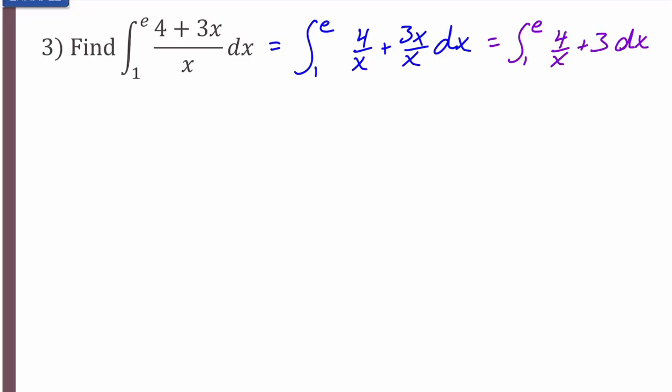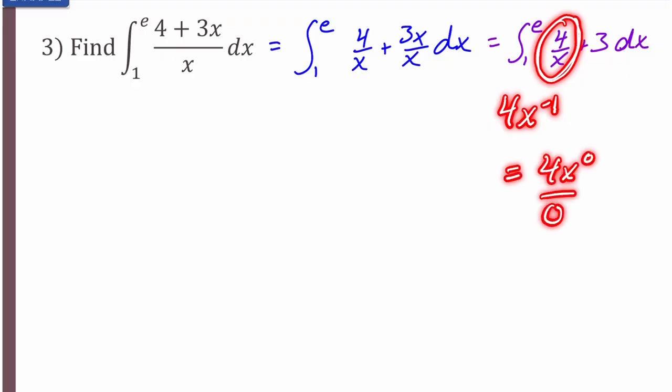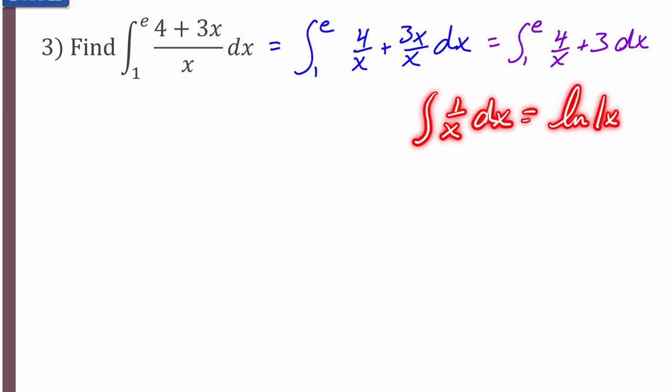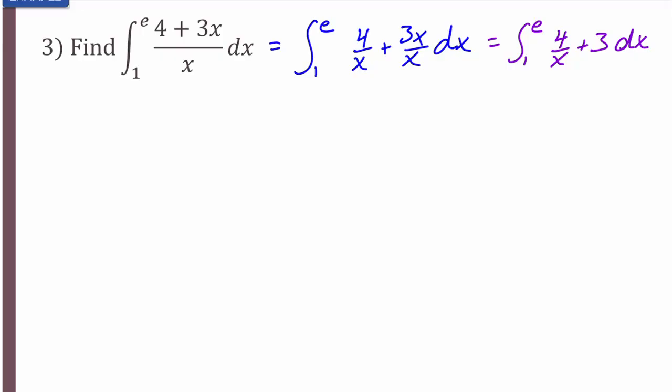Now you'll notice here that I did not call this 4 times x to the negative 1. And that's because the power rule doesn't work for that, because you'd end up adding 1, which would be 4 times x to the 0 over 0. We can't have that. But you should also recall that the antiderivative of 1 over x dx is equal to the natural log of the absolute value of x. So that's why I kept the 4 in the numerator and x in the denominator. So now I can do the antiderivative. We're going to have 4 times the natural log of the absolute value of x plus 3x, and we're going to evaluate that from 1 to e.